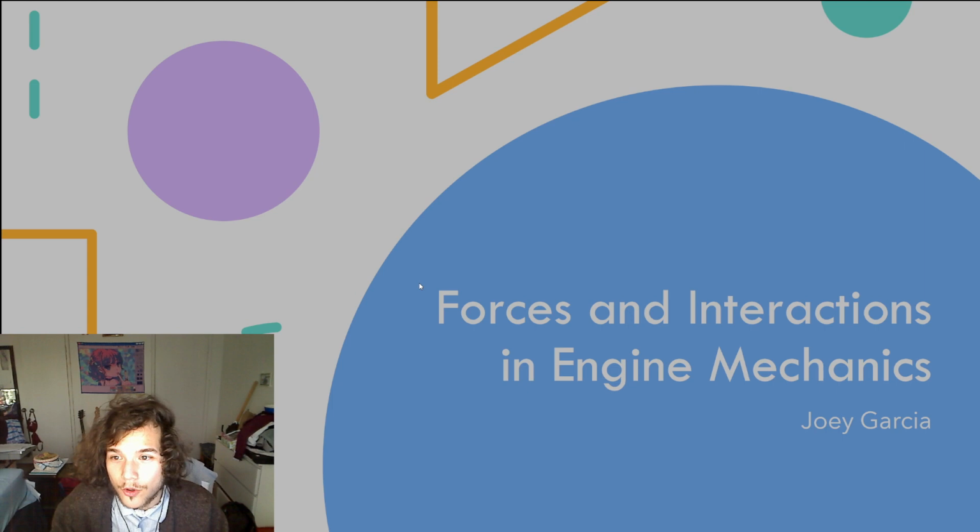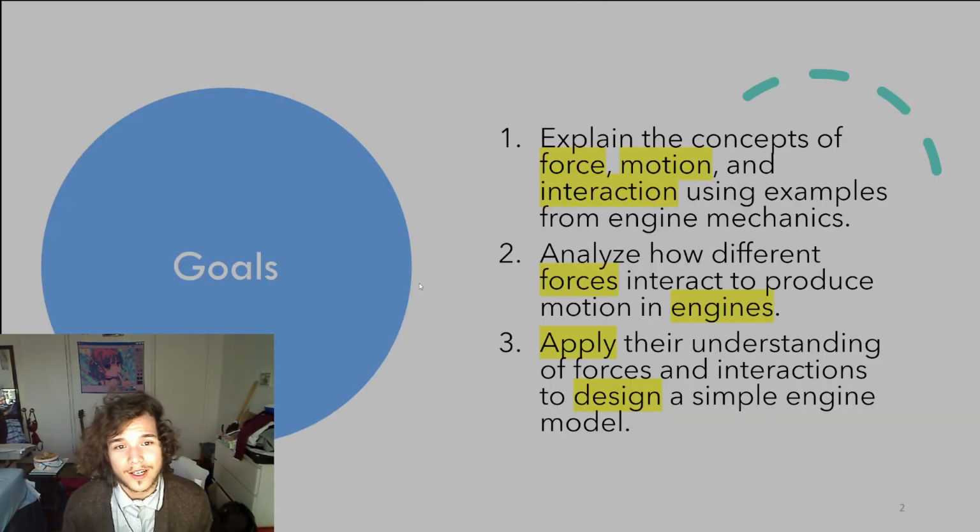We have a few goals that we're going to be going over. By the end of this lesson, we're going to explain the concepts of force, motion, and interaction using examples from engine mechanics. So we're going to be able to define those. Knowing how an engine works, we're going to see the processes and equate them to force, motion, and interaction. And we're going to analyze how these different forces interact to produce motion inside of an engine.